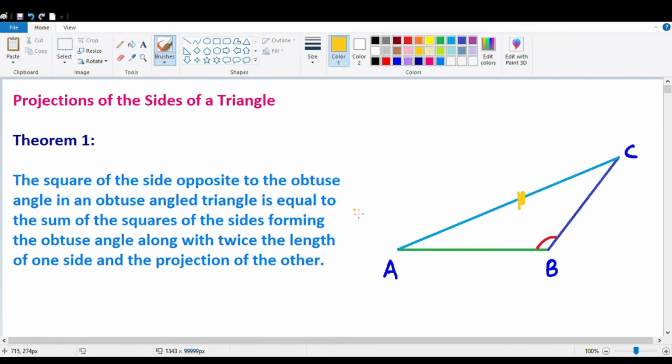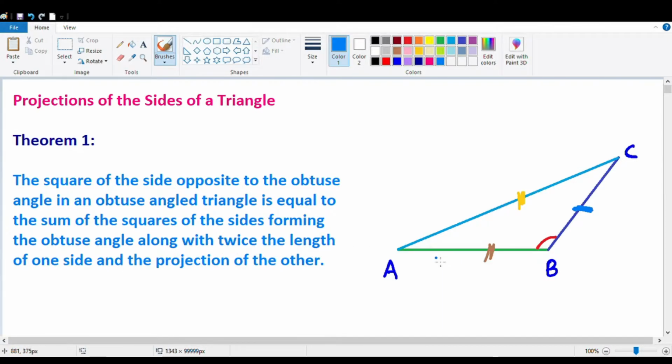Which sides are forming angle B over here, ABC? Which two sides are forming that? The sides AB and BC. These two sides are forming the obtuse angle, so we take the sum of their squares. So the squares are AB squared plus BC squared. That's their sum, along with twice the length of one side and the projection of the other.